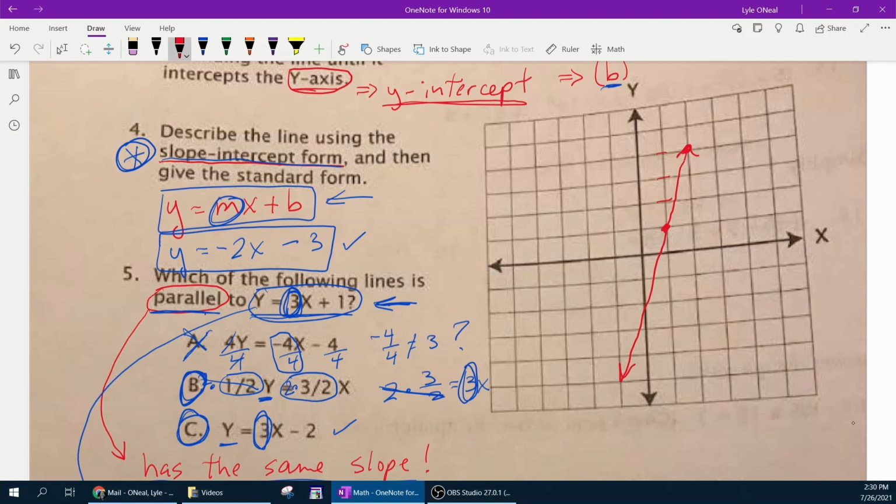Notice that we can also estimate the Y-intercept if we want to. Looks like the Y-intercept for this line is going to be at -2.